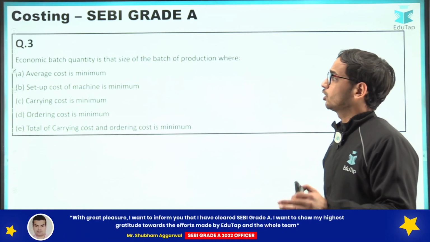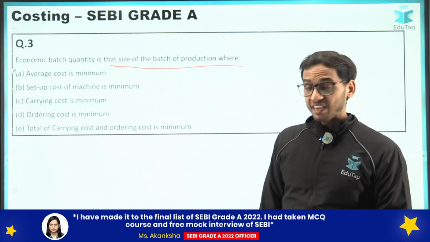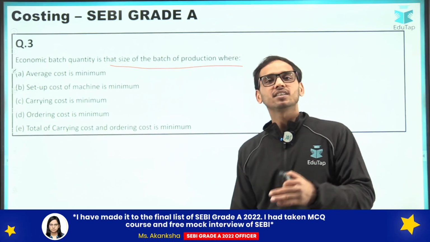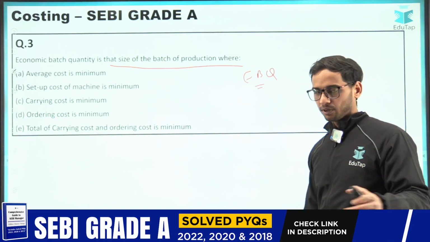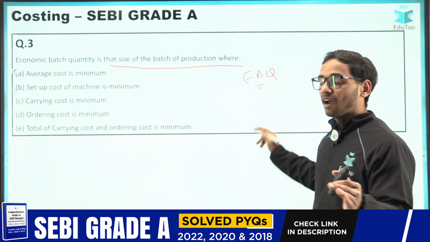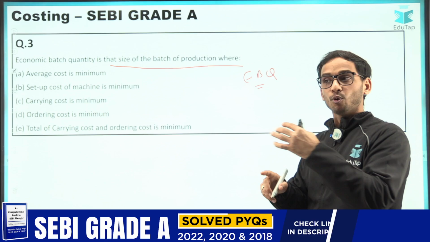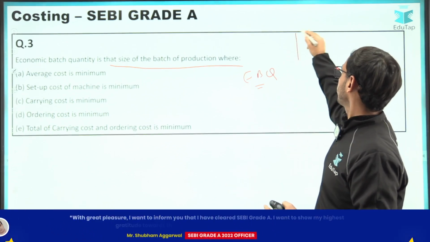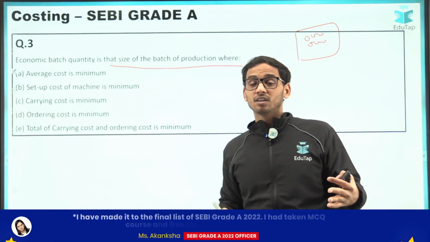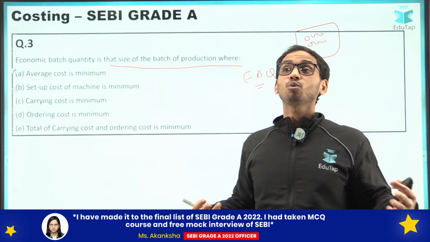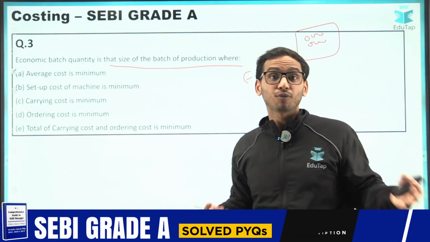The third question says economic batch quantity is that size of the batch of production where... first of all let's try to understand what this EBQ, that is economic batch quantity, is. Then we will read out the options as well. I have told you that we are going to produce products in batches. So batches are going to have a certain number of goods. How are we going to decide which number is suitable for us? How to decide how many units should be in a particular batch? What is the basis for that?